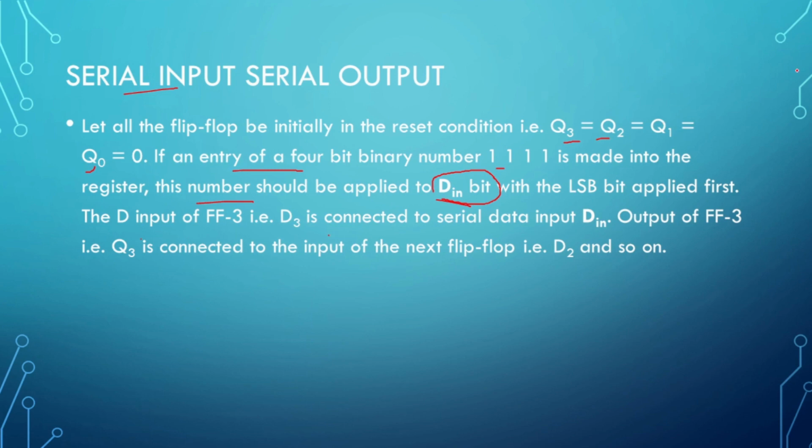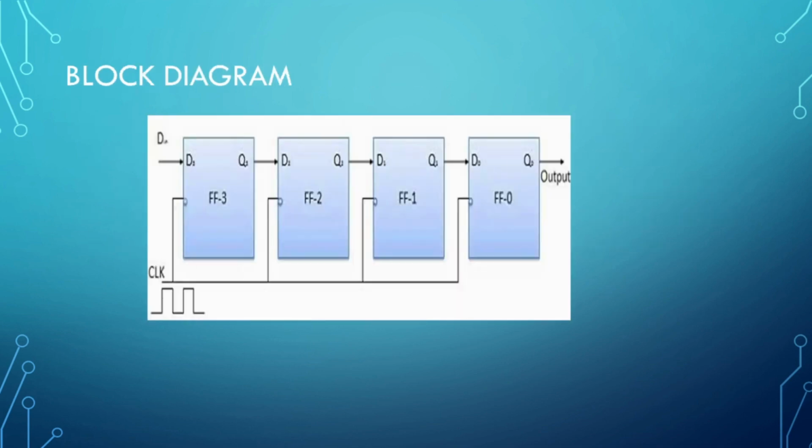I will explain this with a block diagram. See here this block diagram. This is D in, the initial input. That initial input is connected with D3. Afterwards, this is the third flip-flop. In this serial in, serial out shift register, we will use 4 flip-flops, flip-flop 0 to flip-flop 3. The third flip-flop is considered the initial stage, and D3 is connected with this initial input D in.